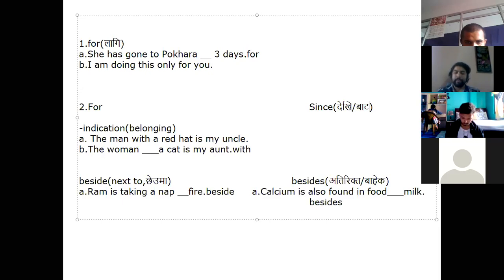This is a different for, one which is used alongside since. This means since, not for. Remember that.